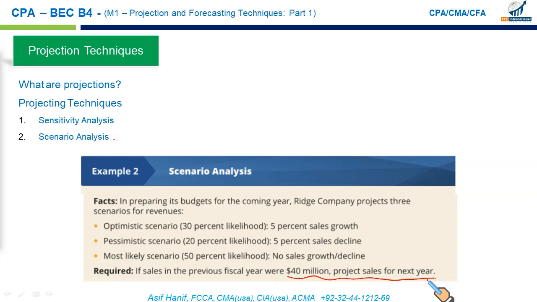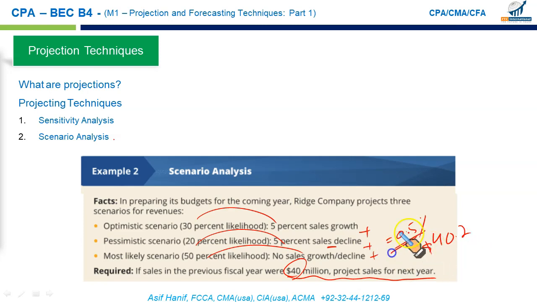So what we're going to do, you're going to take the weighted average: 30% of 5 plus 20% of 5, plus, remember it's negative 5, and 50% of 0, which is 0 of course. That will give you a total overall of 0.5%. So if the previous period's sale was 40 million, you need to just grow it by 0.5%, and your expected sales is going to be $40.2 million, just an increase of 0.5.